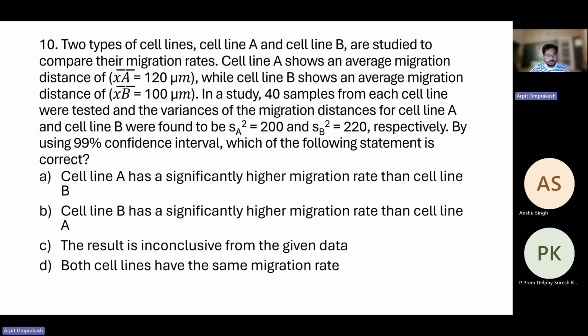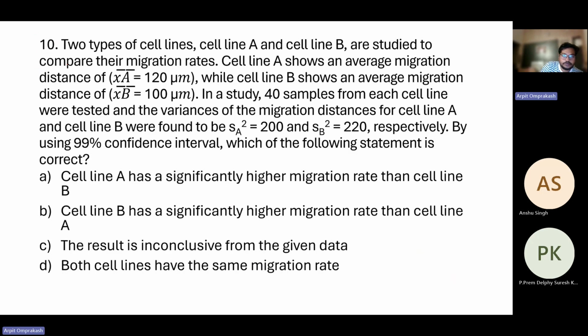Right. So the statements are: cell line A has a significantly higher migration rate than B; B has a significantly higher migration rate than A; the result is inconclusive, both have the same migration rate. So what we need to do here is calculate the 99% confidence interval for the difference between the means.